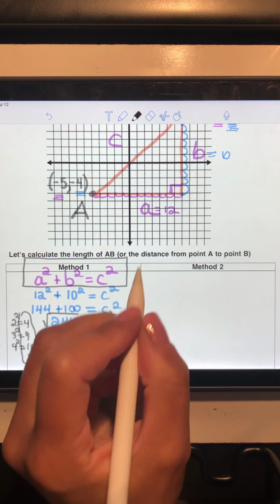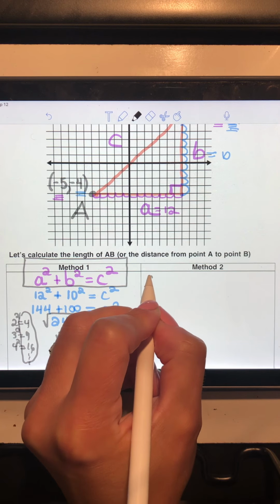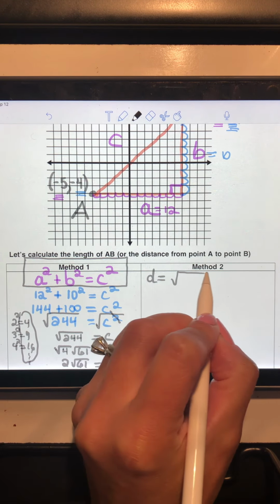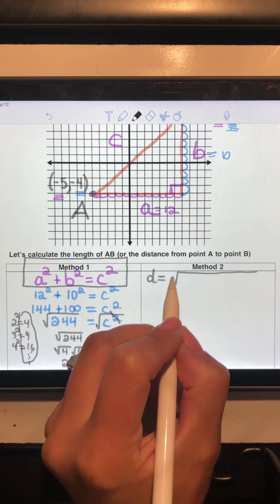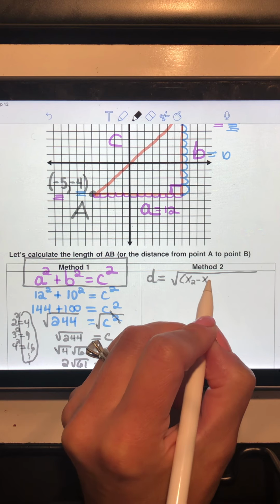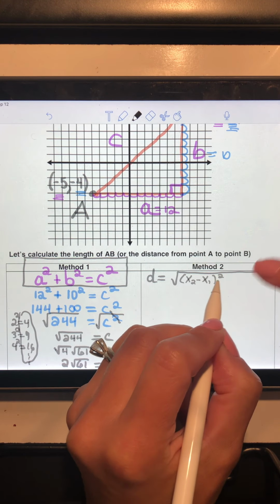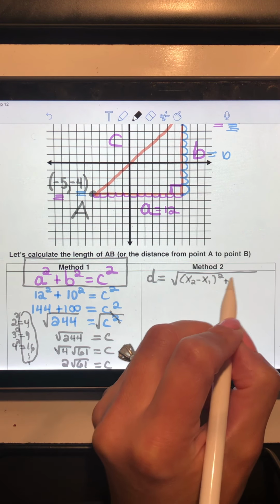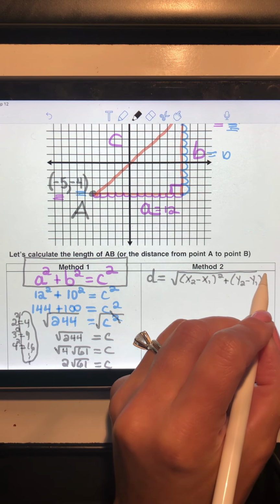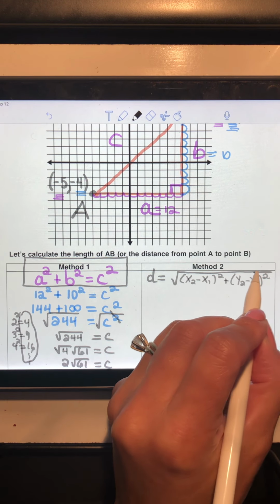So the distance formula, where D stands for distance, is going to equal the square root of the quantity x sub 2 minus x sub 1 squared, this is all under the radical, plus the quantity y sub 2 minus y sub 1 squared. Okay, so let me show you how that all works.